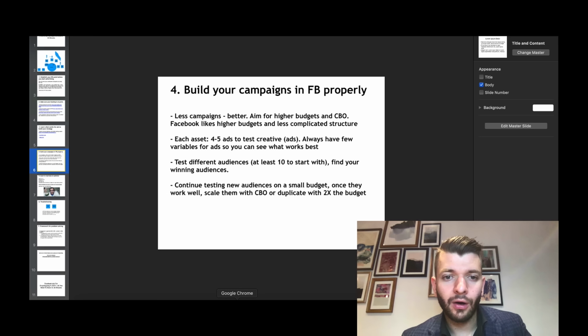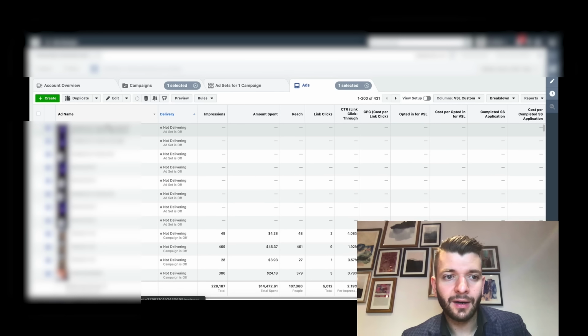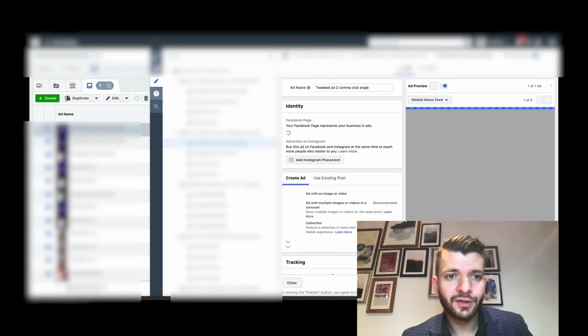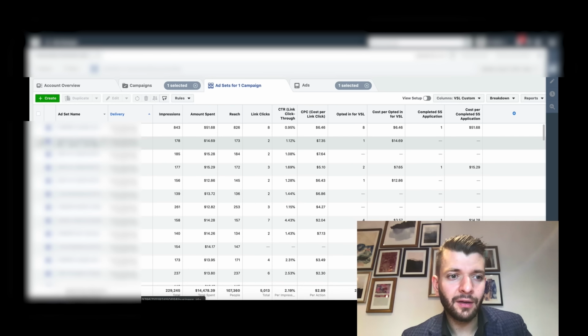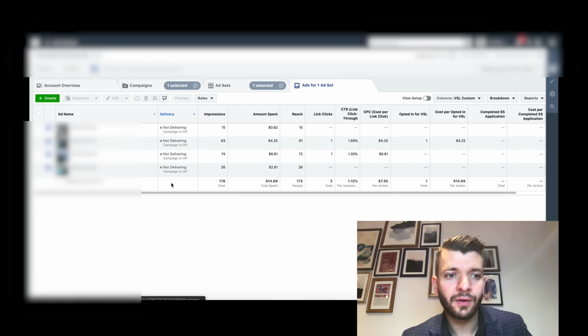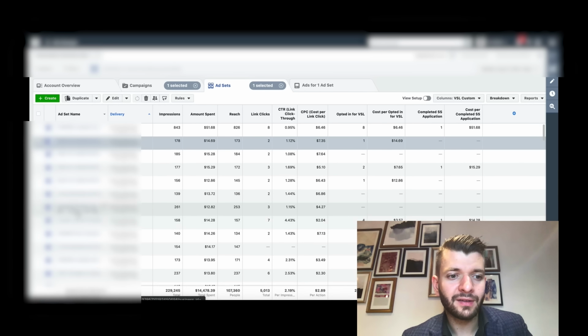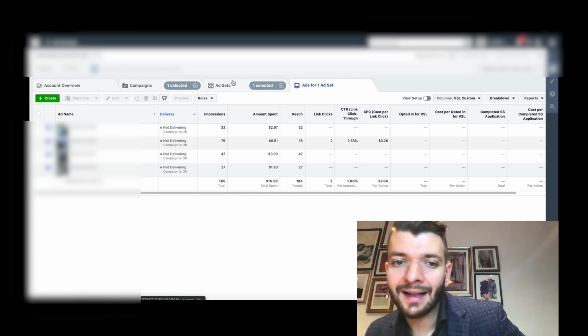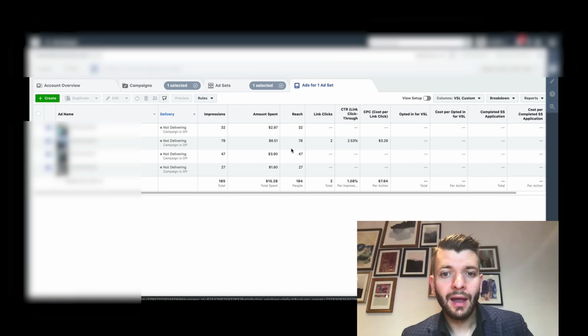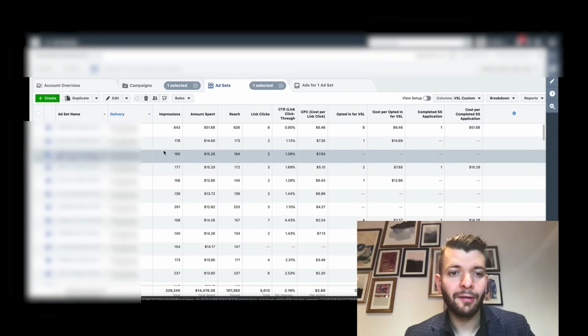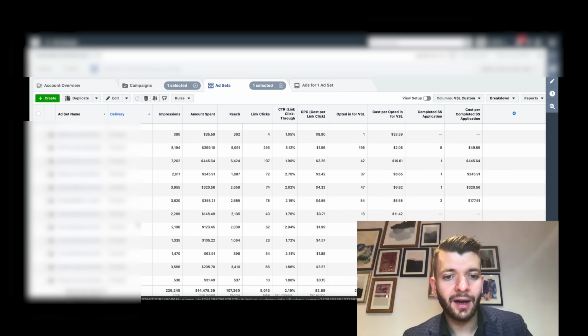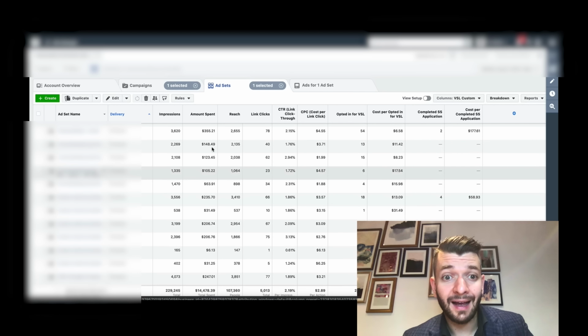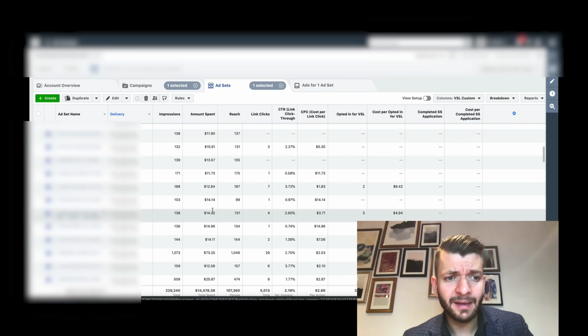Within all of these ad sets, let's say I choose any of these, I always test 4 different creatives for each one of these ad sets. The reason I do that is that different people react to different stuff. And Facebook likes to have more material to work with, so they are optimizing for the best ads. That's basically how it's structured.